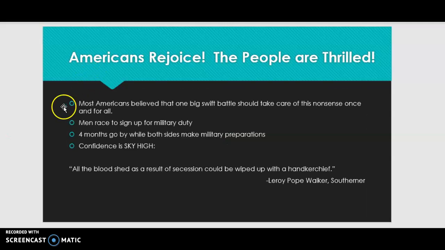What do you mean here? Well, most Americans thought that this was going to be a quick little war, one swift battle that should take care of all this nonsense once and for all. A bunch of men ran up to sign for the military and be part of this one big swift battle. So 4 months go by while both sides make some military preparations, and Americans are feeling very confident, as depicted in this quote. "All the bloodshed as a result of secession could be wiped up with a handkerchief," said Leroy Pope Walker, a Southerner.